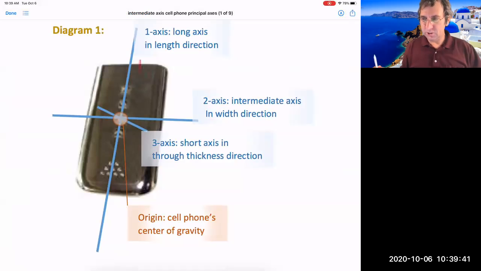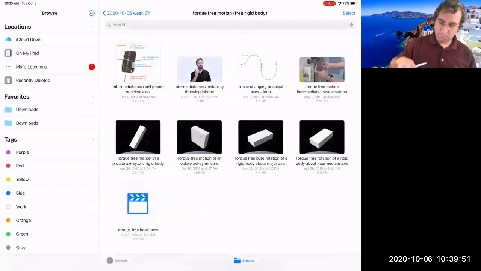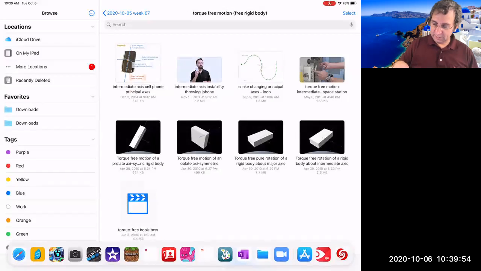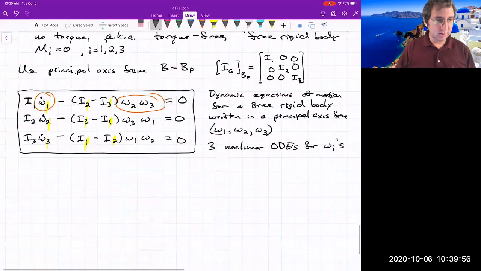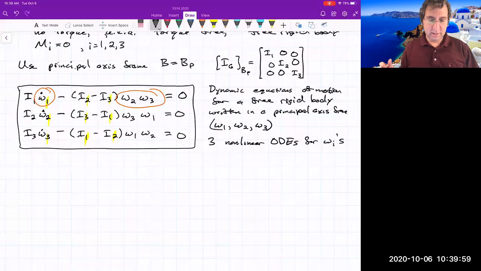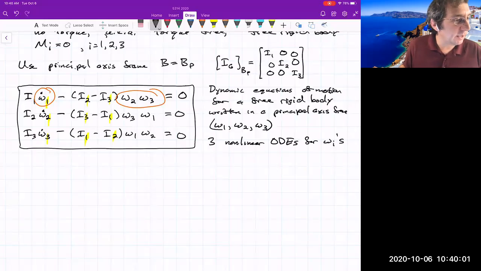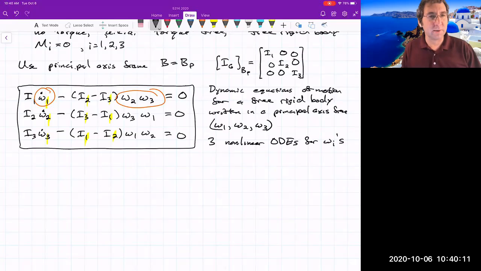So here's just another diagram showing that for the phone. The number 2 axis is the intermediate axis. So that is an interesting thing that happens with rigid bodies. I think you could start this, but I think I won't. I think I'll just leave it for next time. So we're going to continue with analyzing the free rigid body.